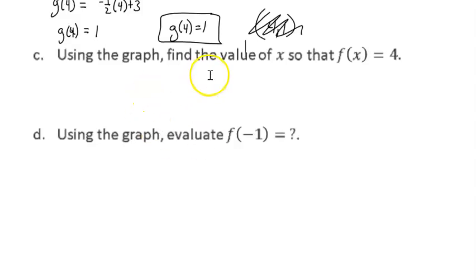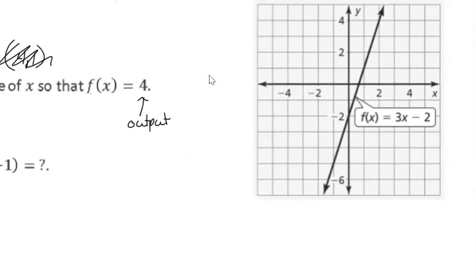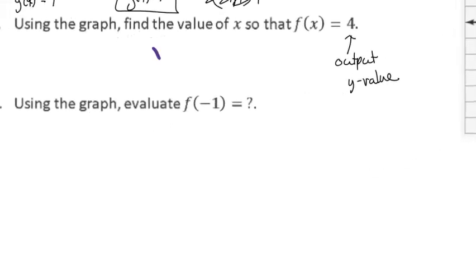Okay, it says using the graph, find the value of x so that f of x equals 4. So what this means is find the x that gives an output of 4. Now, they're telling us use this graph. So if they want an output of 4, then that means they want a y value of 4. So look for a point that has a y value of 4. That's this point. Do you guys see it has a y value of 4? So what x value gives us the y value of 4? Just go down and find out. The x value is 2. So x equals 2 to get a y value of 4.